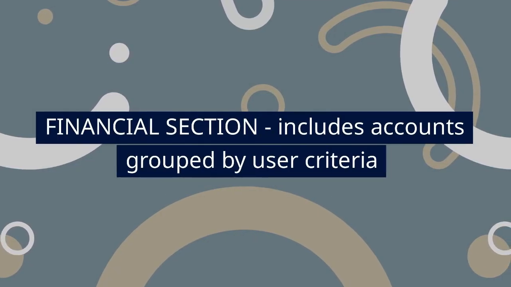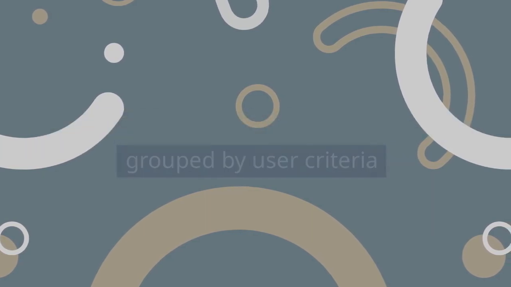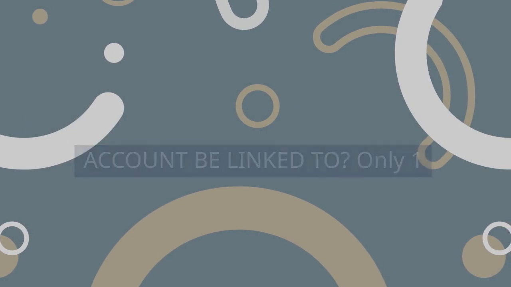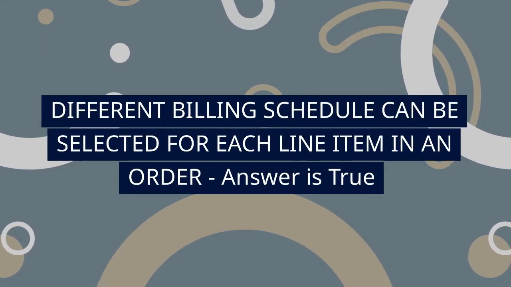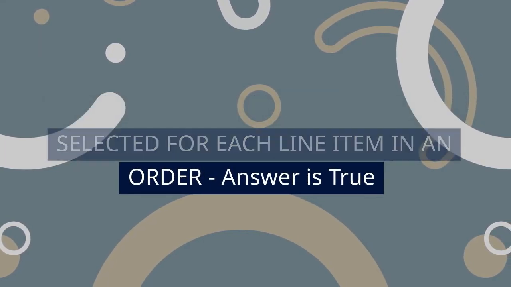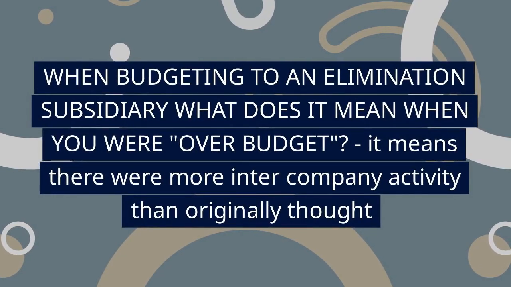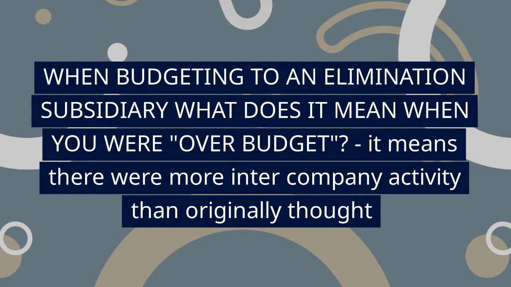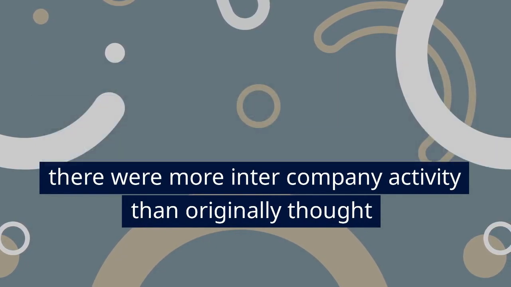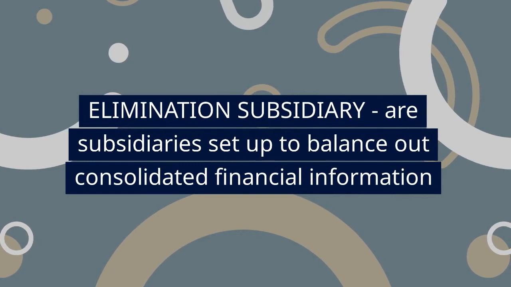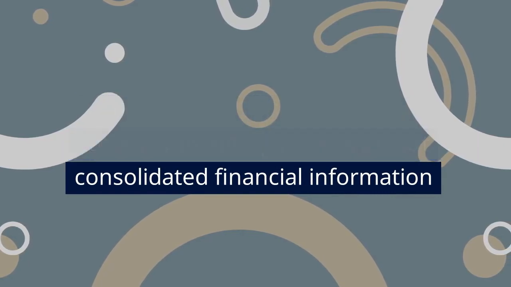Financial section includes accounts grouped by user criteria. How many subsidiaries can a bank account be linked to? Only one. Different billing schedule can be selected for each line item in an order. Answer is true. When budgeting to an elimination subsidiary, what does it mean when you were over budget? It means there was more intercompany activity than originally thought. Elimination subsidiary, a subsidiary set up to balance out consolidated financial information.